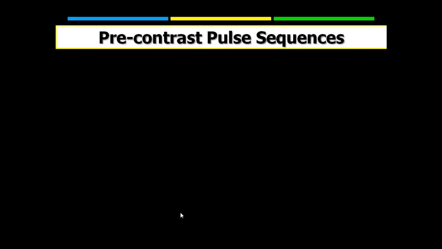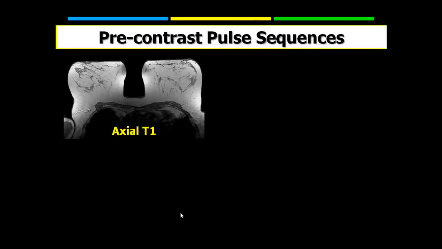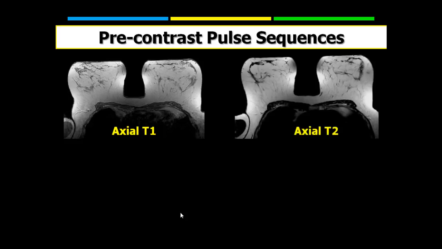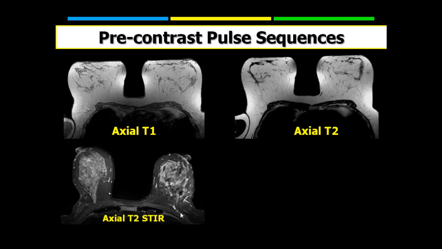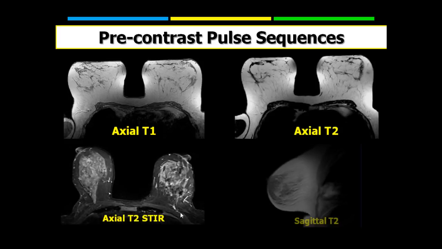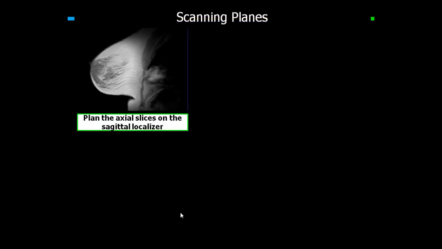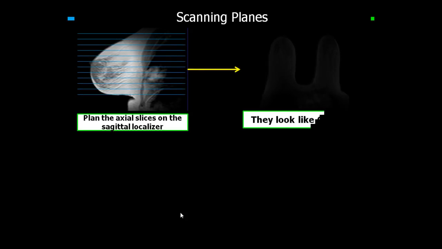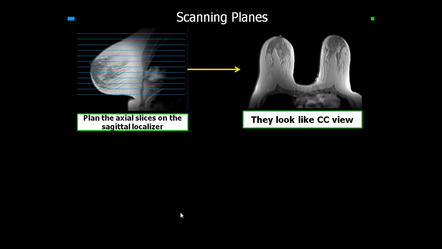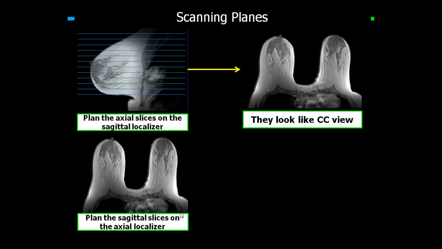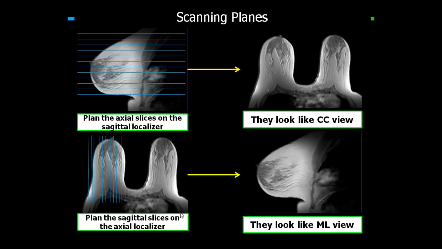In the pre-contrast sequences, we take an axial T1 weighted image, an axial T2 weighted image, an axial T2 STIR weighted image, and in some centers they also prefer to take a sagittal T2 weighted image. We plan the axial slices on the sagittal localizer, and we get images that look exactly like the CC view. And we plan the sagittal slices on the axial localizer, and then we get images which look exactly like the mediolateral view.